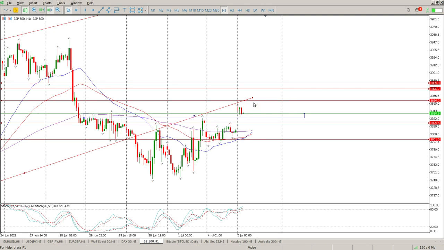Alternatively, you're looking to short off either 38.60 or 38.76 or 38.85. So that's kind of the view that I've got this morning.